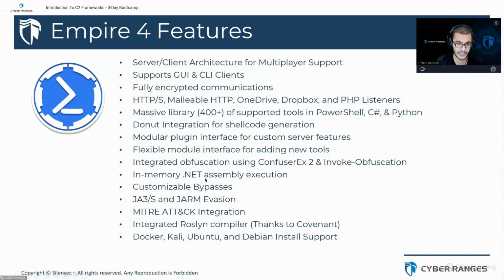You have in-memory .NET assembly execution, customizable bypasses for PowerShell specifically. You also have a MITRE ATT&CK integration, which is fantastic. Integrated Roslyn compiler, which was taken from Covenant recently. And Docker, Kali, Ubuntu, and Debian install support.